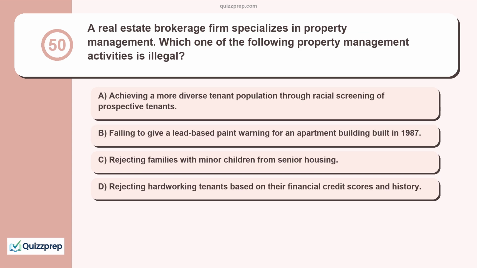Question 50. A real estate brokerage firm specializes in property management. Which one of the following property management activities is illegal? Achieving a more diverse tenant population through racial screening of prospective tenants. Failing to give a lead-based paint warning for an apartment building built in 1987. Rejecting families with minor children from senior housing. Rejecting hard-working tenants based on their financial credit scores and history.